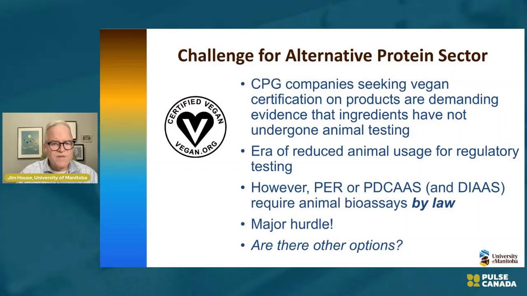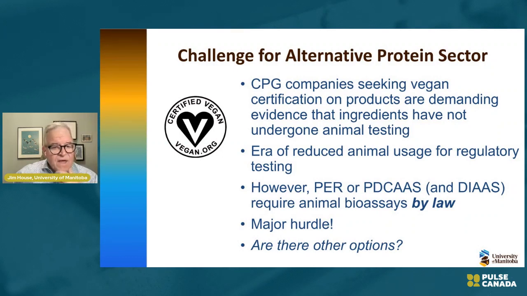So one of the biggest challenges for the alternative protein sector in particular is that consumer packaged good companies are seeking vegan certification on products, and they're demanding that ingredients have not undergone animal testing. So I've given you one example here, the certified vegan. Actually, within their policies that have been published more recently, they're reluctantly allowing the use of PDCAAS and an animal model to go forward with certified vegan symbols, because they recognize that industry doesn't have a choice because it's the law of the land, and they don't want to limit the ability to continue to advance the alternative protein sector.